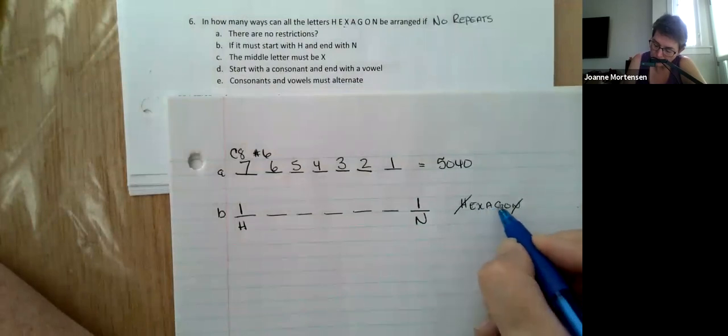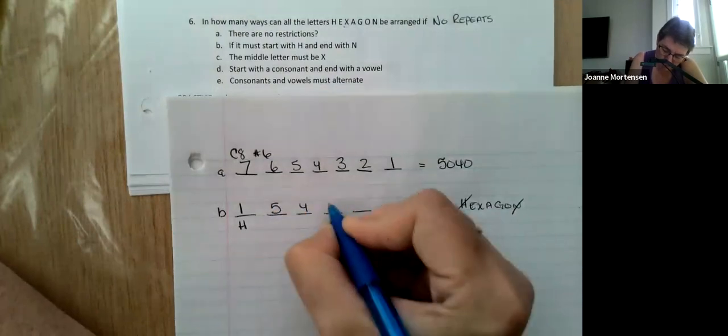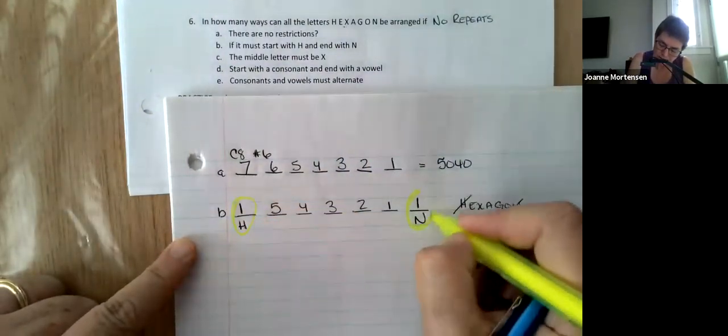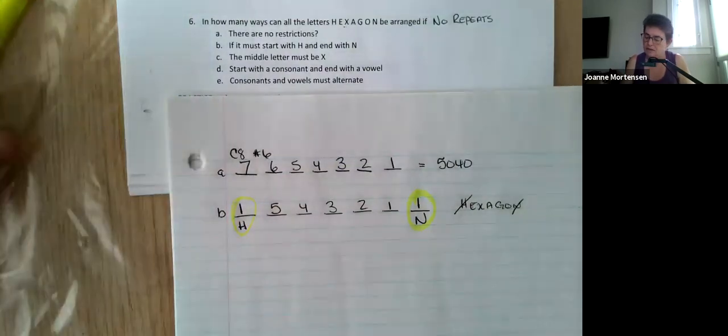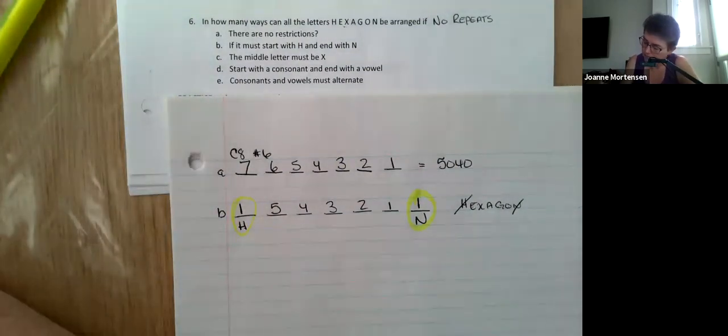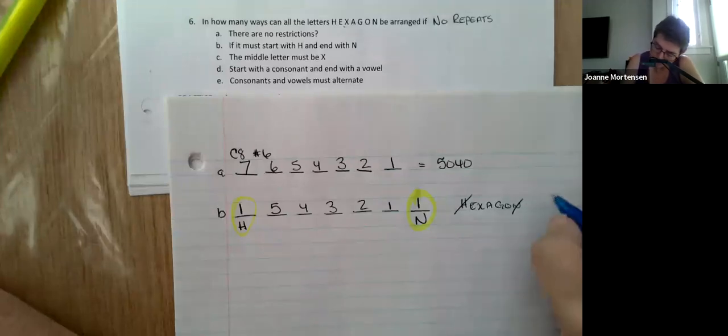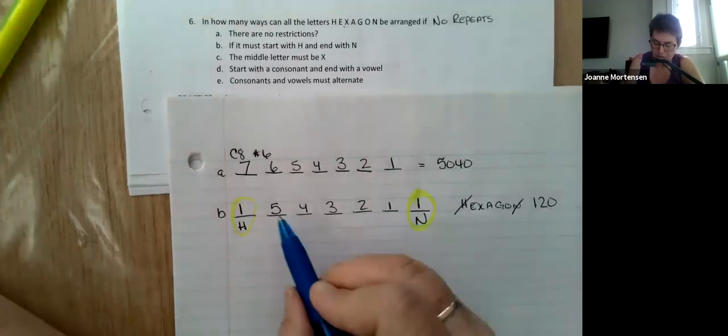So this is gone, which leaves us 1, 2, 3, 4, 5. Oh, you knew that, right? And then we can't repeat. It's going to be 5, 4, 3, 2, 1. You always put in your restrictions first, and then worry about arranging everything else. So 5 times 4 is 20 times 6. Yeah, it's 120.